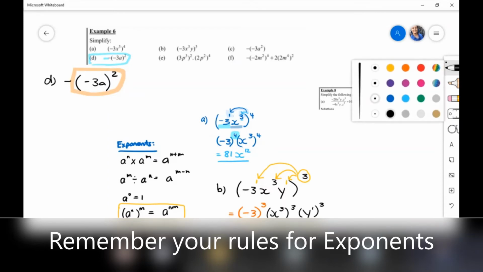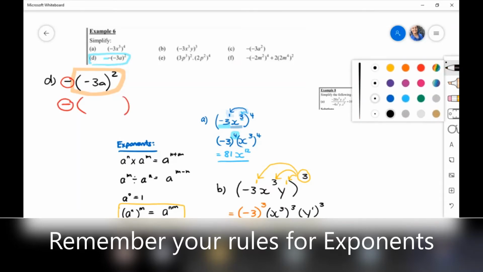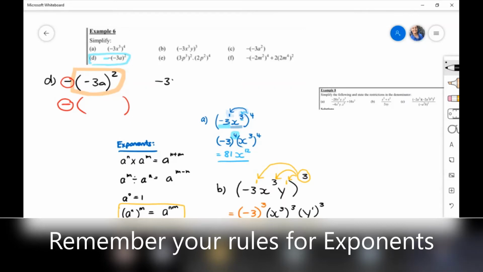In fact, we are applying the rules of BODMAS once again because we have to first sort out the bracket. This negative here stays. It stays there. But what I do in the bracket is I simplify. And now my negative 3 to the power of 2 becomes negative 3 times negative 3. That's the negative 3 to the power of 2. Becomes a positive 9. And the a is squared. My final answer is a negative 9a squared.